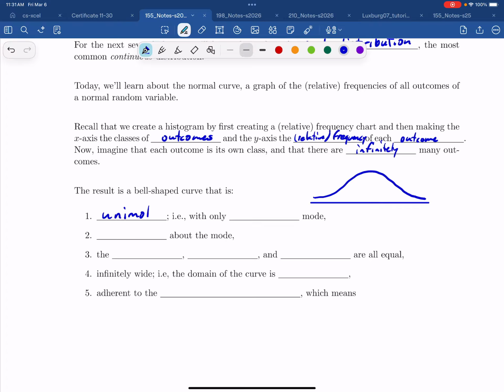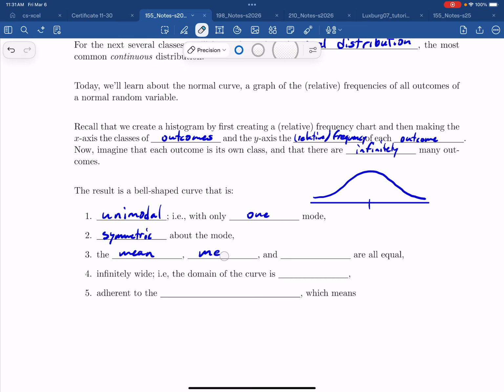It is unimodal, meaning it has only one mode. It's right here, that's the mode. This distribution is symmetric about the mode, meaning this half is the same as that half. The mean, median, and mode are all equal, so the center is at the 50% mark, and it's also the mean, and also the median, and also the mode.